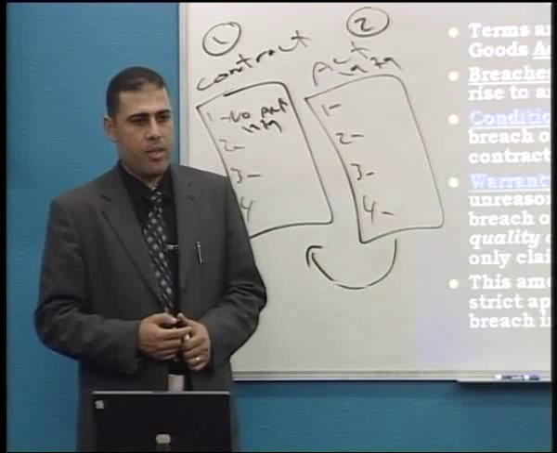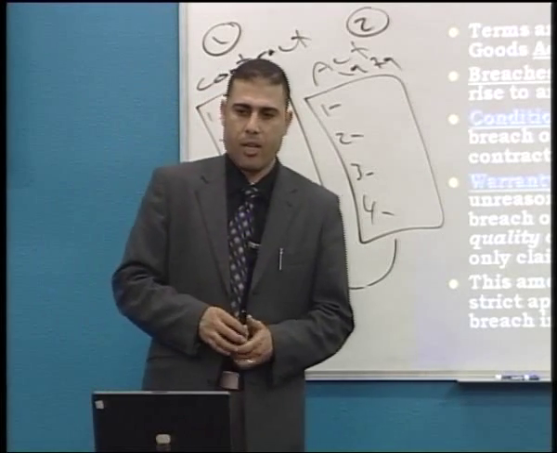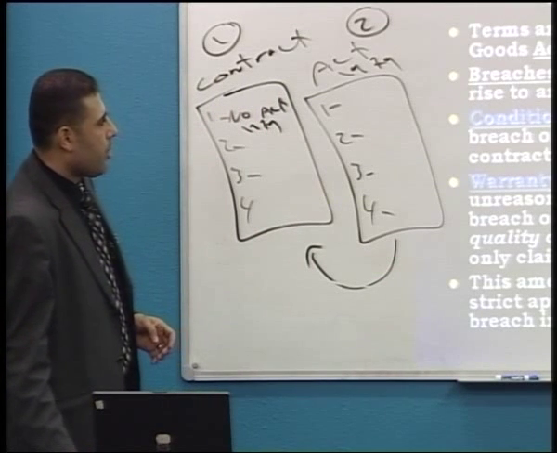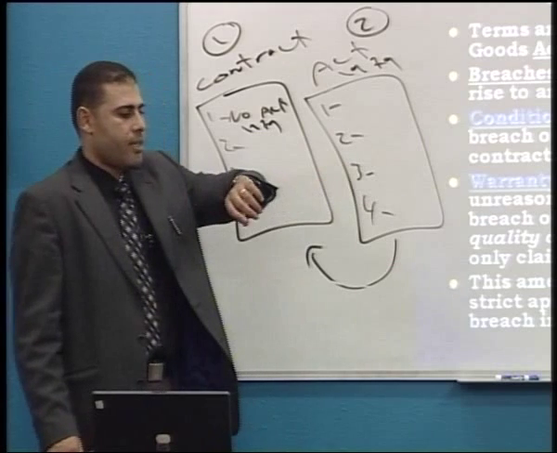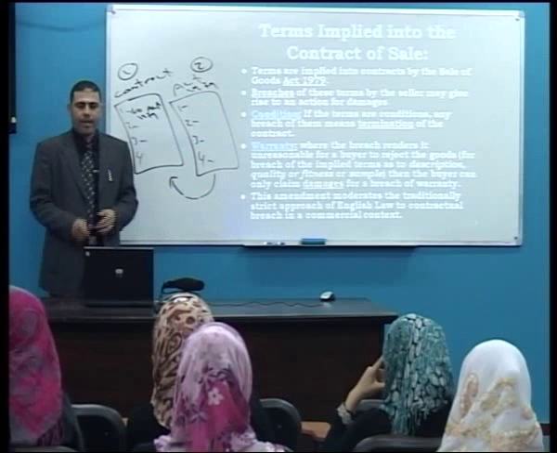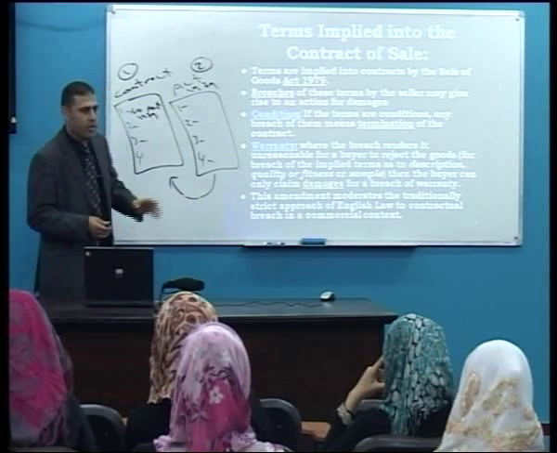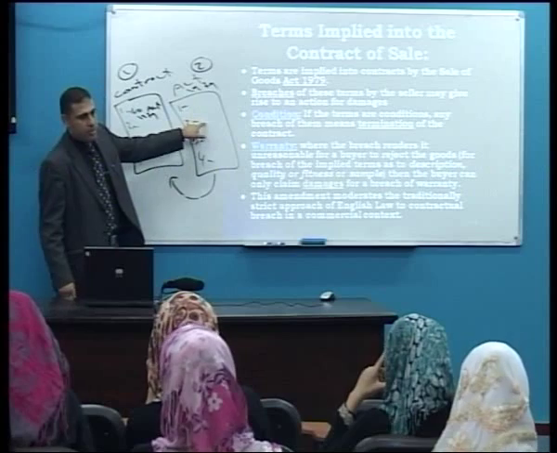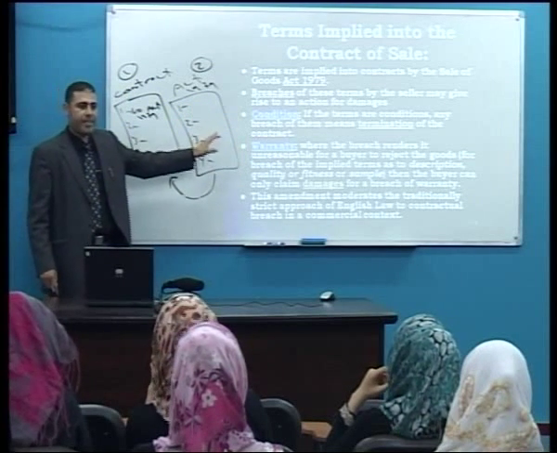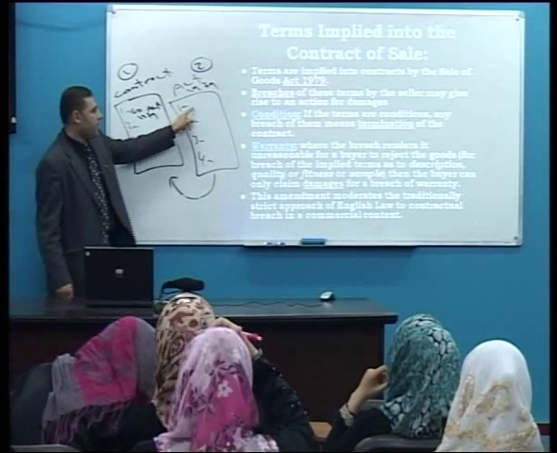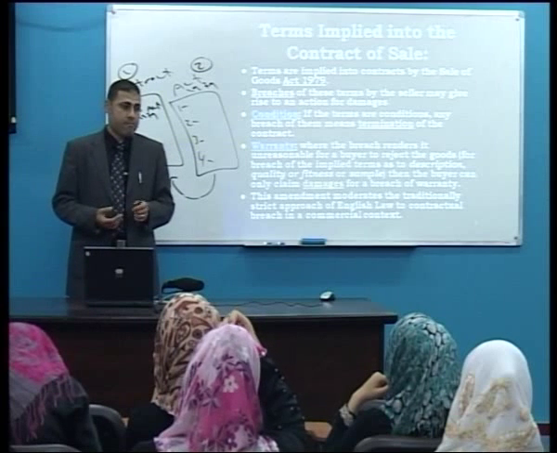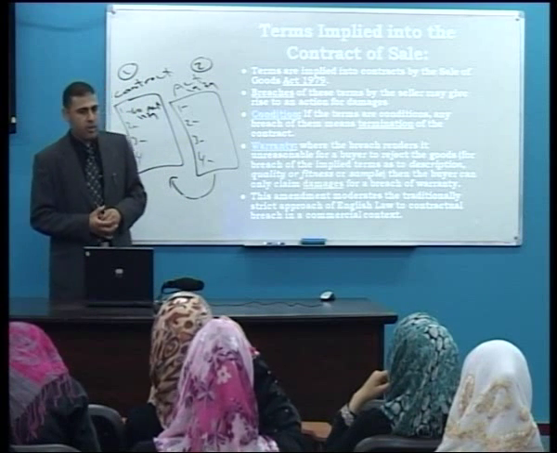Okay. So this case can be applicable to the same thing, to implicit terms. Because we have now the 1979 Act, Sale of Goods Act. The whole Act, as you can see it, the whole Act is implicit in the contract. So all these terms, we have many terms, many pages in the Act, all of them are implicit in the contract. So we can divide them into conditions and warranty. It depends on each case.